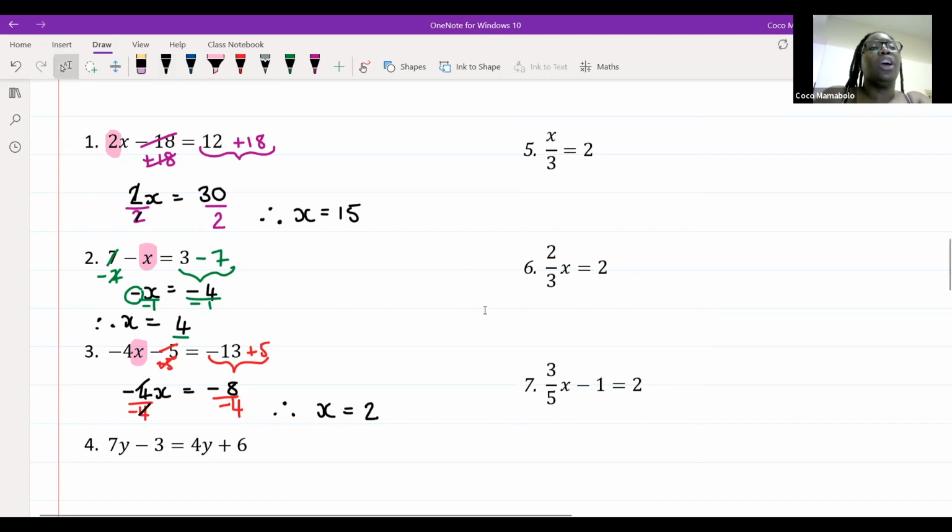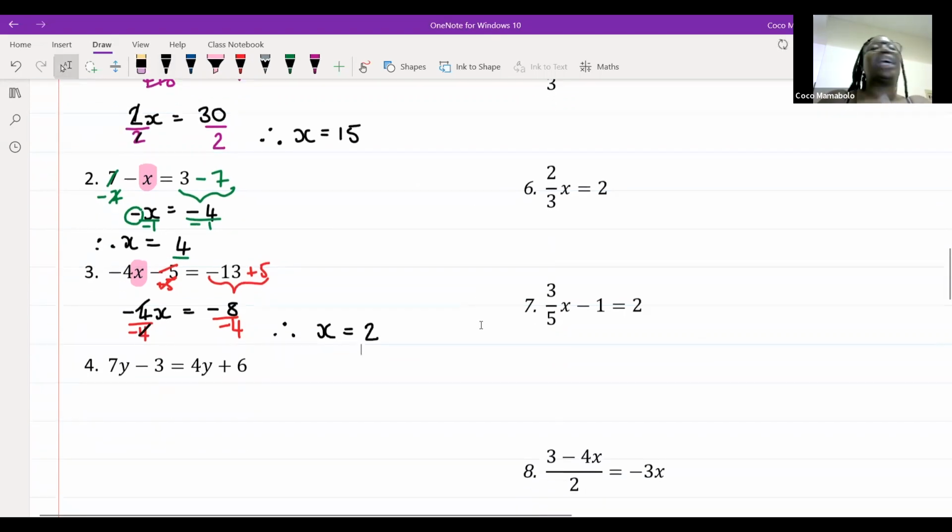Excellent. All right, let's look at number 4. You guys can pop your answer for number 4 in the chat as we go. Well done, Buntu. That's it, Murula.